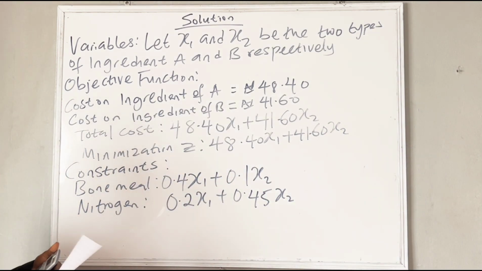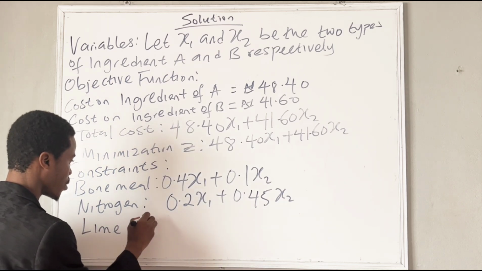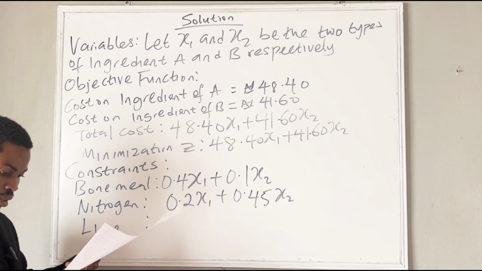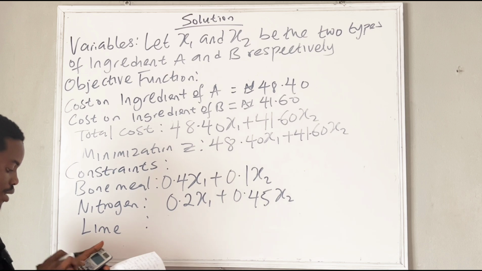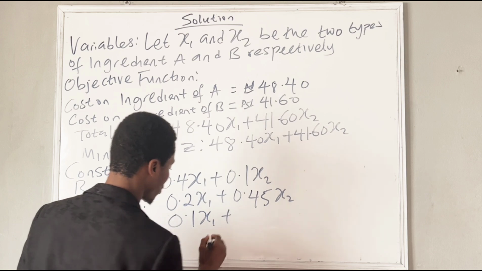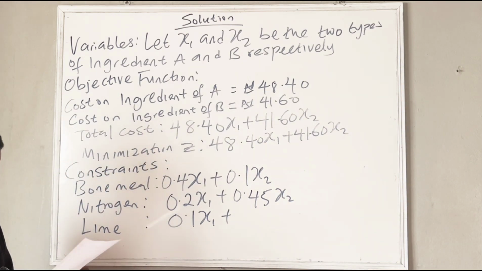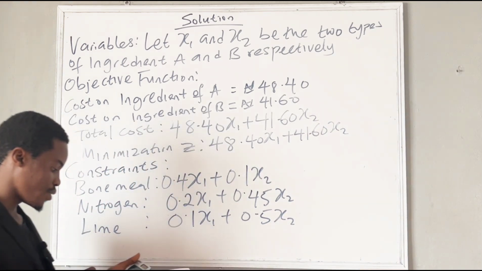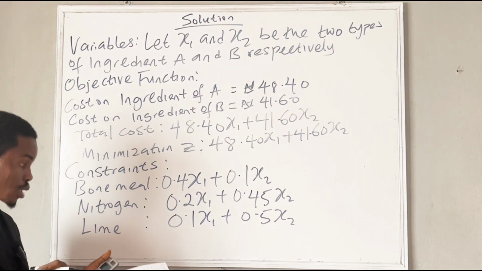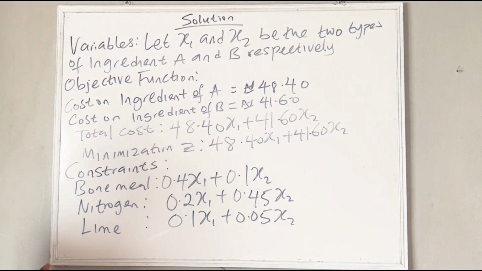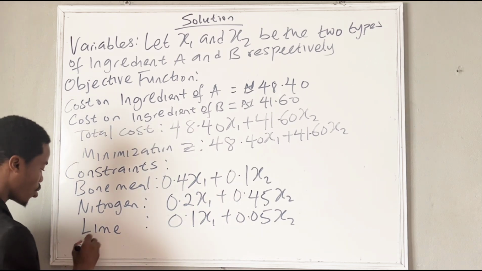Now our constraint for lime. On ingredient A, we have 10% lime. 10 divided by 100 gives 0.1, so 0.1 x1 plus our lime under ingredient B, which is 5%. 5 divided by 100 is 0.05, so 0.05 x2. Lastly, our constraint on phosphate.